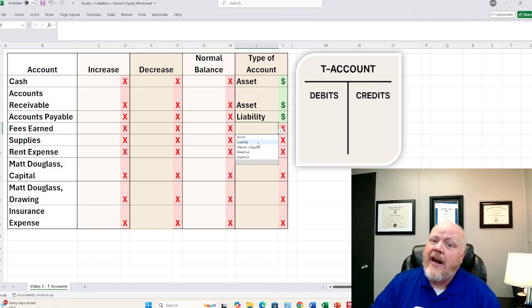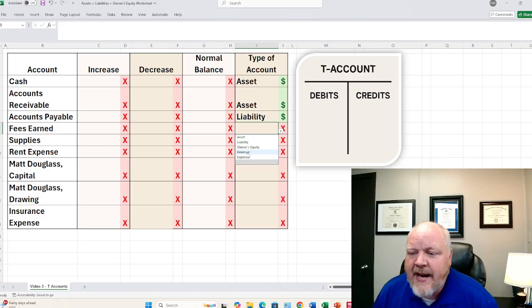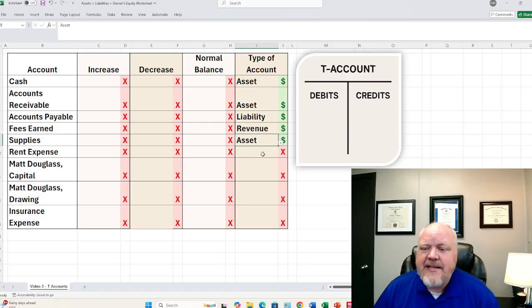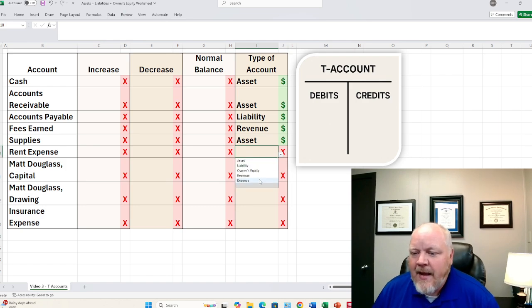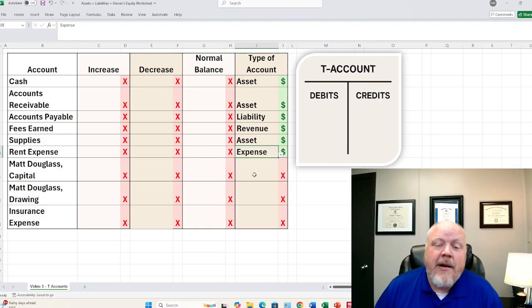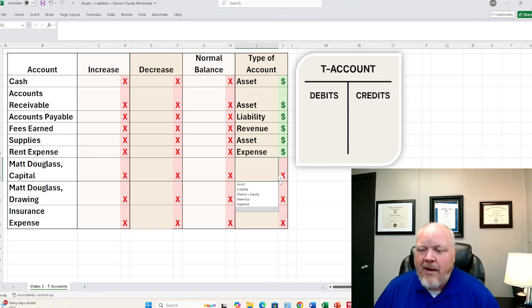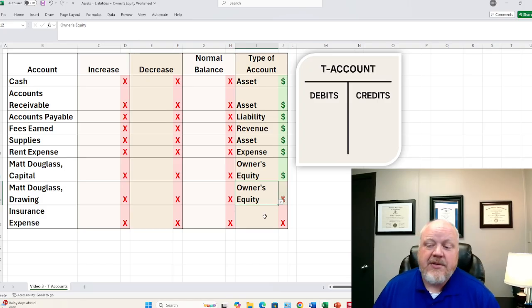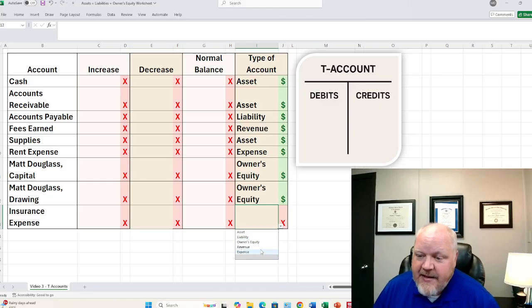Fees earned, that's the result of us doing what we do in this business. If I'm an accountant and I do a tax return, or I give somebody a tax opinion, or I prepare financial statements for somebody, that is fees earned, and that is a revenue. Supplies, that is something we own, so that is an asset. Rent expense, well, it's an expense. That's what's great about expenses. They always have the word expense right in them. Matt Douglas Capital, on my books, that is an owner's equity, and the drawing account is also an owner's equity account. And finally, insurance expense, well, that's right, it is an expense.